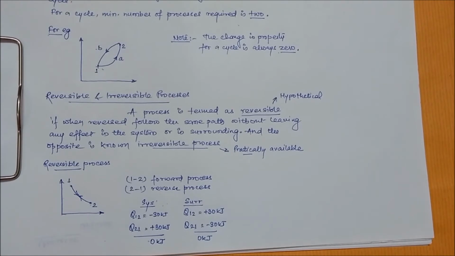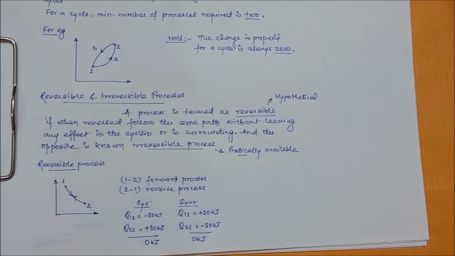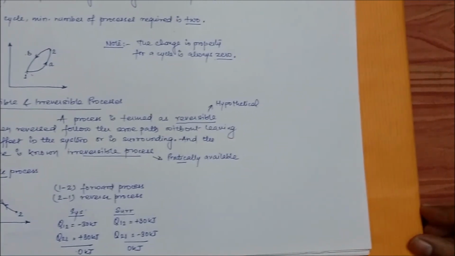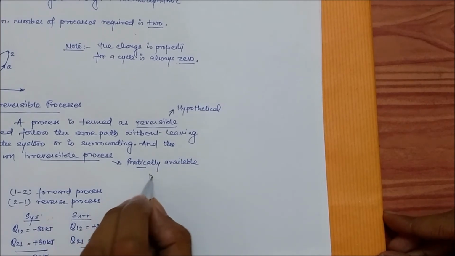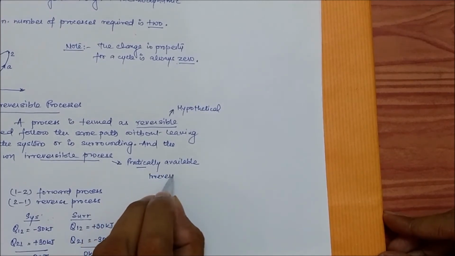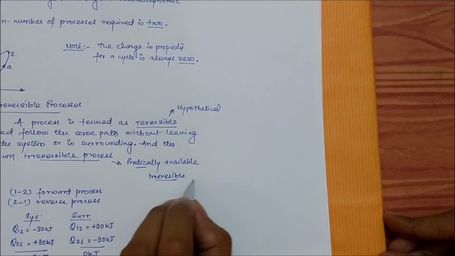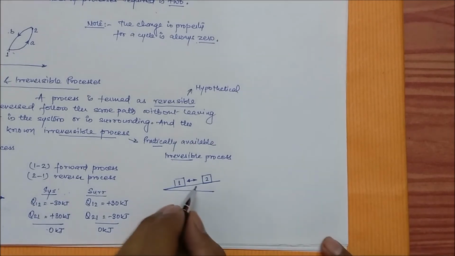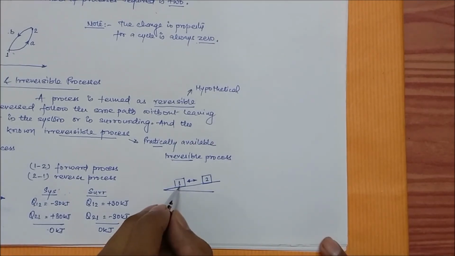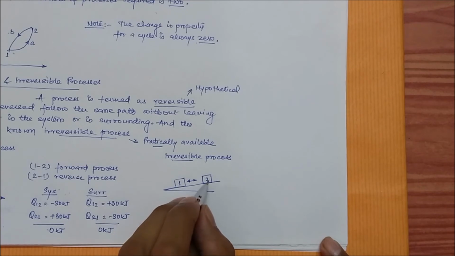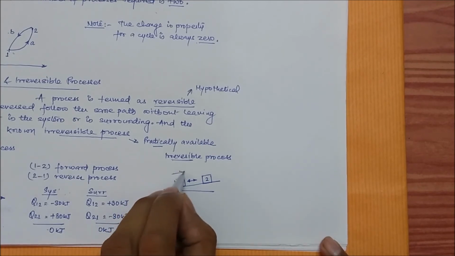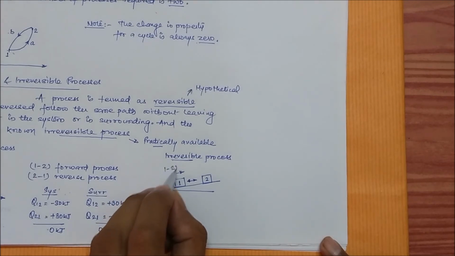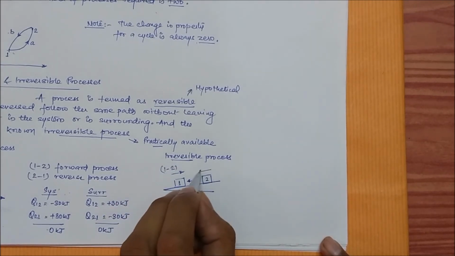Now, as I said, a reversible process is a hypothetical process. Now suppose there is an irreversible process. It is a wedge, right? And this body moves from 1 to 2. In the forward direction the process will be 1 to 2, and in the reverse direction it will be 2 to 1.